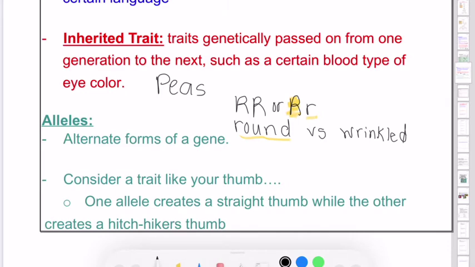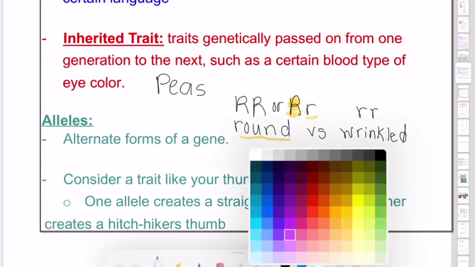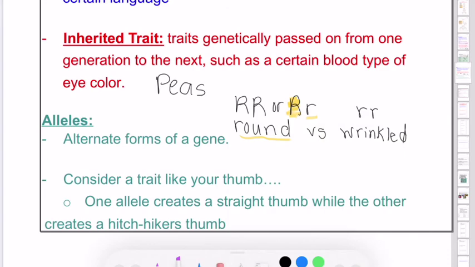Now wrinkled, there's only one possibility. If you're wrinkled, you have nothing to mask. So you would have to be little r, little r. So once you don't have that big R in there to mask, that dominant trait isn't there, then you're going to see wrinkled peas. So these little letters that identify that are known as alleles.